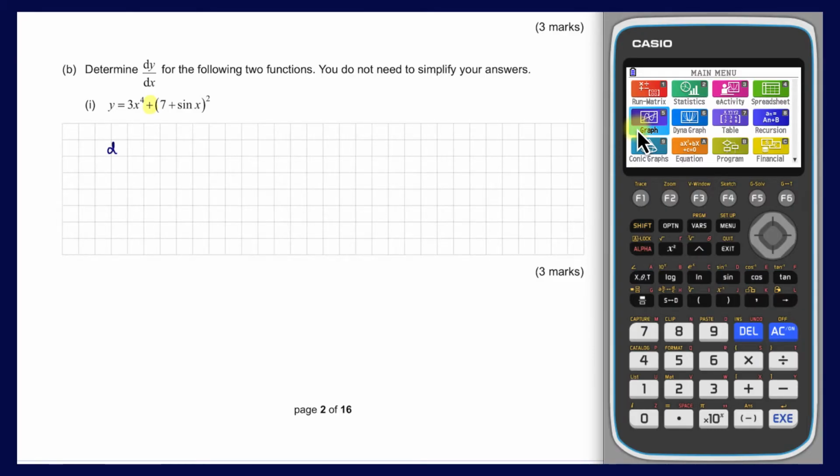So, dy/dx will equal 12x to the power of 3 plus, and now the chain rule applied to this term will be 2 by (7 plus sine x) to the power of 1 multiplied by the derivative of what's sitting inside that bracket, which is 7 plus sine x. 7 differentiates to 0, and sine x differentiates to cos x, so it'll be multiplied by cos x. And that's our first one.